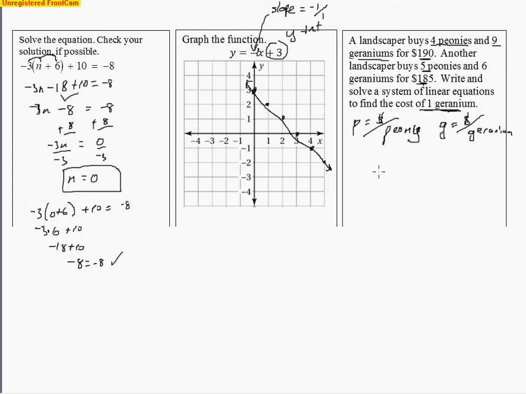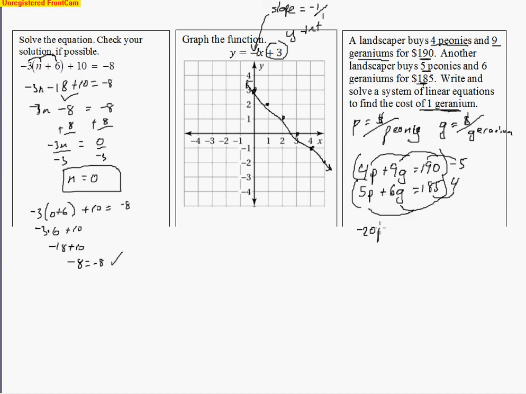And we'll go ahead and set it up. We got 4 of those peonies and 9 geraniums, cost $190. And the next one has 5 peonies and 6 geraniums, cost $185. And then we'll go ahead and solve. Now we want to solve for the geraniums, so that means we're going to cancel out our variable P, and I'm going to multiply by a number that will end up doing that. So I'm going to multiply the top equation by -5, bottom equation by 4, and let's see what we get here.